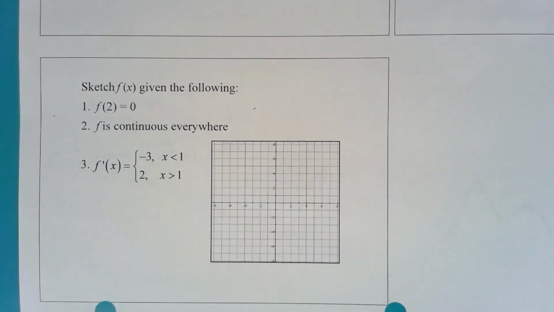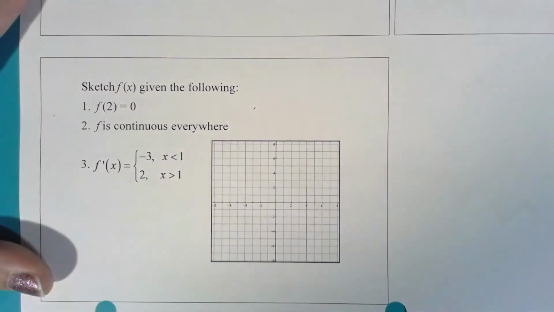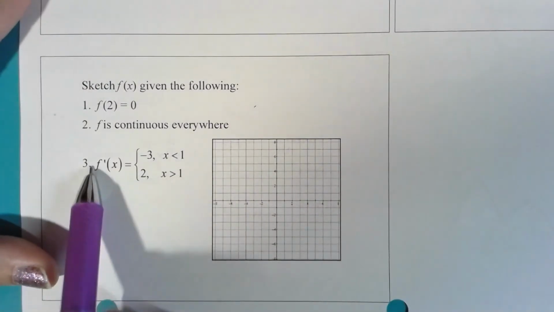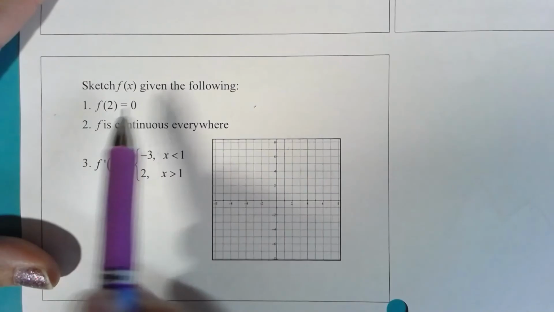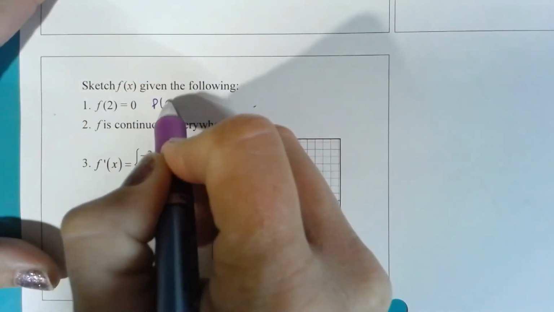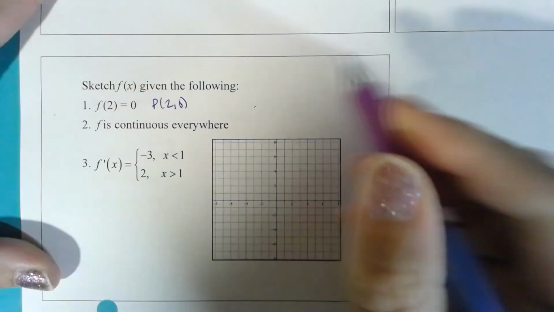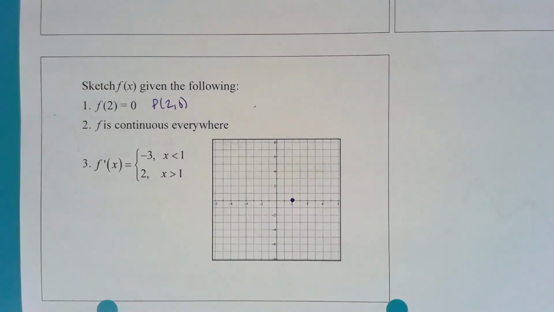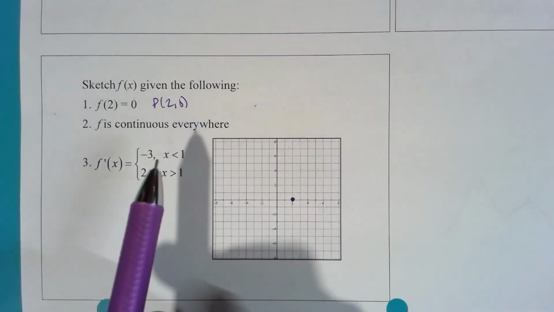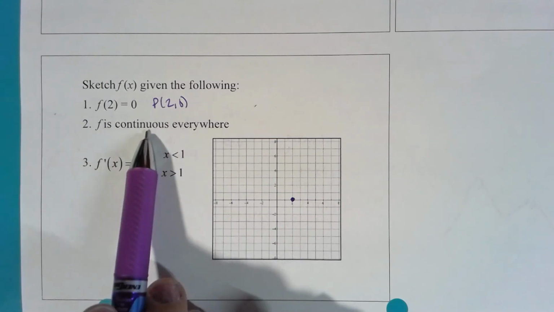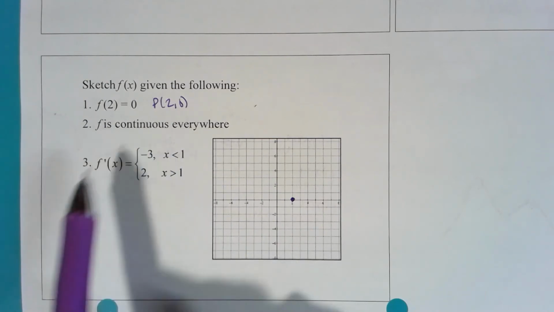All right. Last one. It says sketch f of x. Notice it does not say sketch a possible graph of f. It just says sketch f given the following pieces of information. So we've got 3 criteria. Number 1, f of 2 equals 0. Well, they're just telling us that we have the point 2 comma 0. The second piece, f is continuous everywhere. No jumps, no holes, no asymptotes. We want to make sure in the end that our graph is continuous.